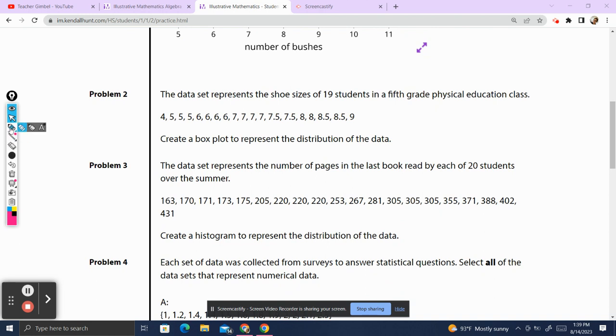Problem 2. The data set represents the shoe size of 19 students in a 5th grade physical education class. This is our data over here. Create a box plot to represent the distribution of the data. So we need to know what a box plot is.